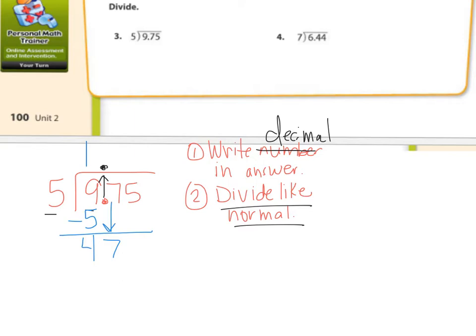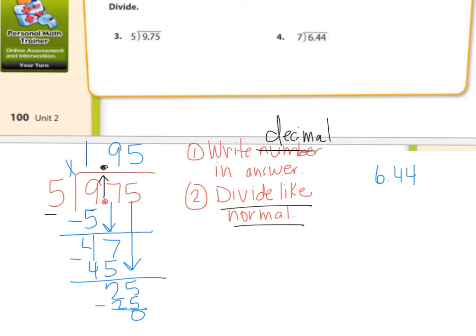5 into 47 goes 9 times because 9 times 5 is 45. That's as close as I can get, and I have 2 leftovers. Now bring down the next number, which is a 5. 5 into 25 goes 5 times. 5 times 5 is 25, and look at our remainder. It is 0. Okay, let's do number 4.